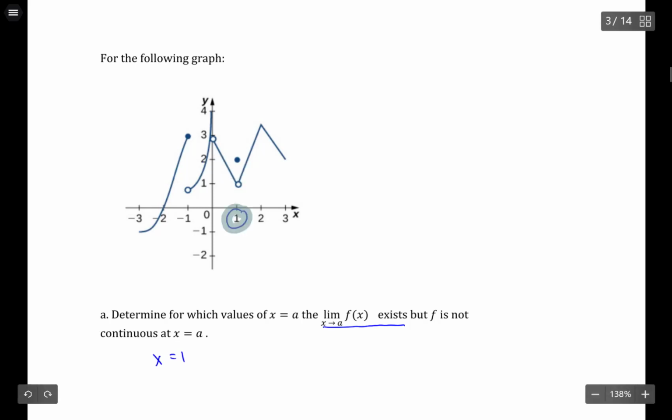And I think that's it. We're looking for discontinuities, so that's all of the different discontinuities that exist.